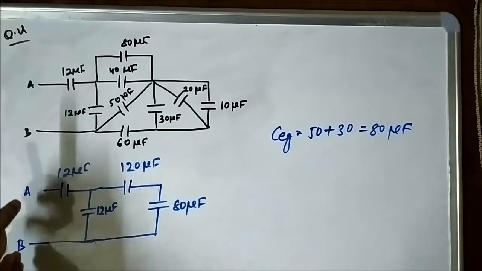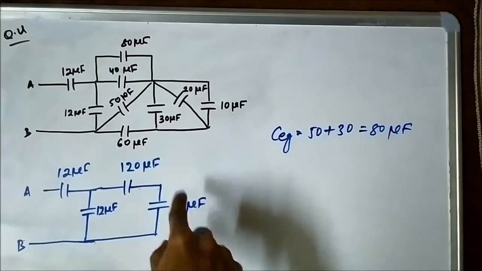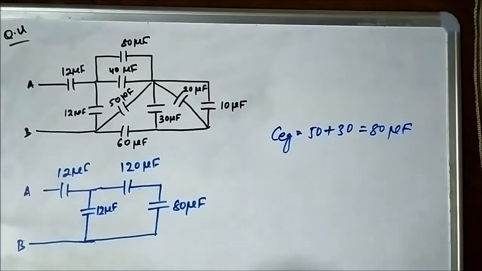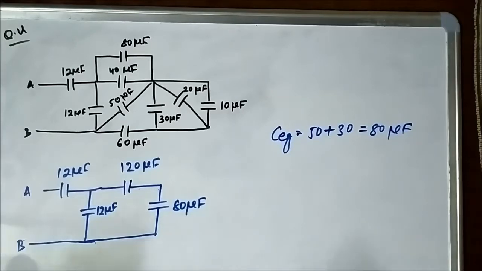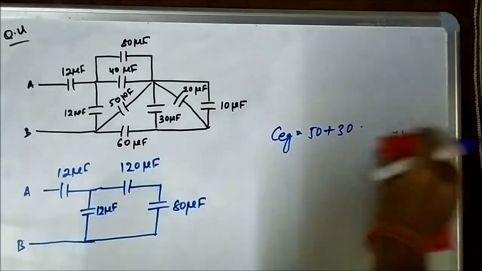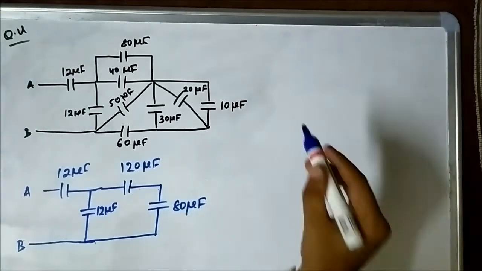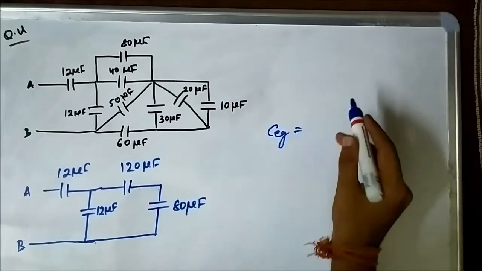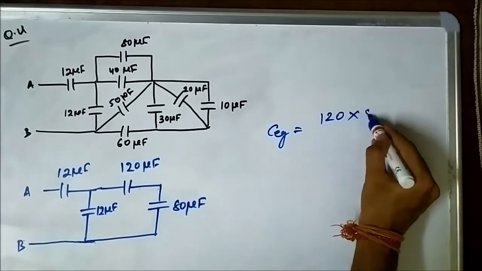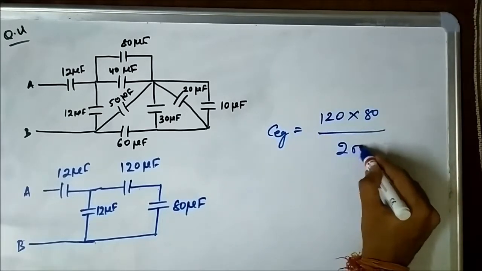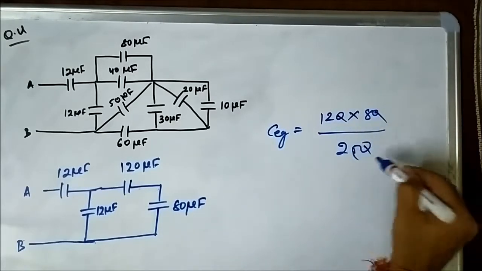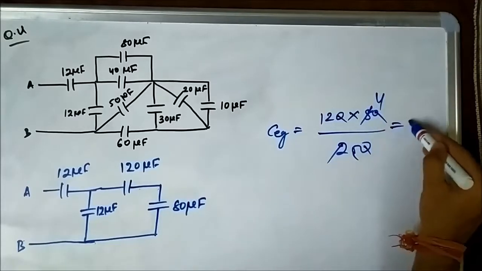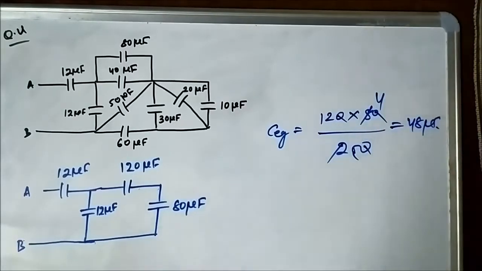So with reference to these two points, the 120 microfarad and 80 microfarad are in series. The equivalent capacitance is equal to 120 into 80 by 200, which is 48 microfarad.